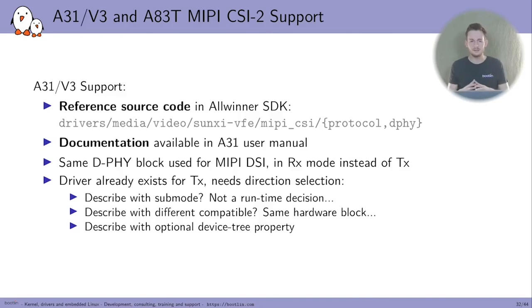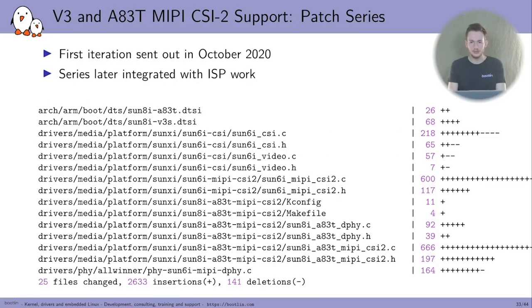So a different compatible wasn't really justified. In the end, I used the device tree property, which is optional, to indicate the direction of the transfer that the PHY was going to be used in. Then when you configure the PHY, depending on the mode, it will configure the receive or transmit part accordingly. So for this work, for the MIPI CSI2 bridges, a first iteration was sent out in October 2020, and it was later integrated into the ISP series, the bigger series adding support for the ISP.